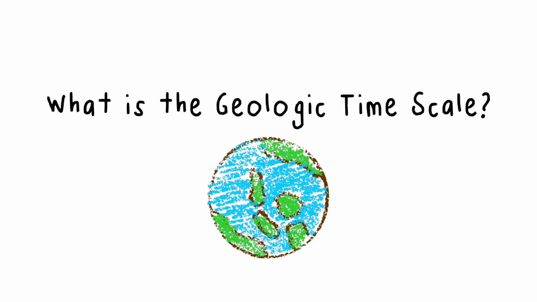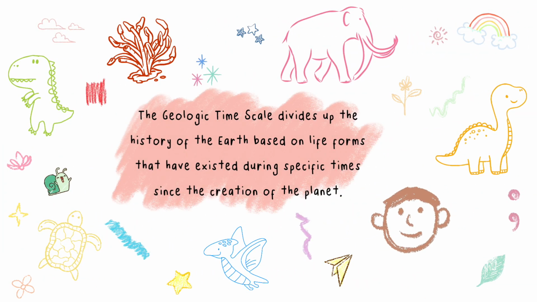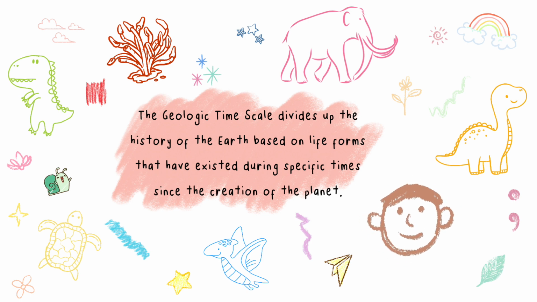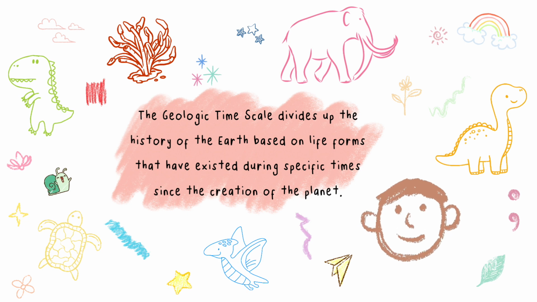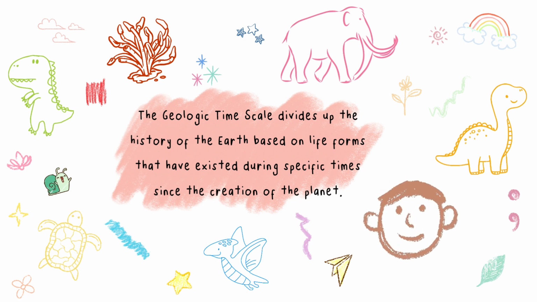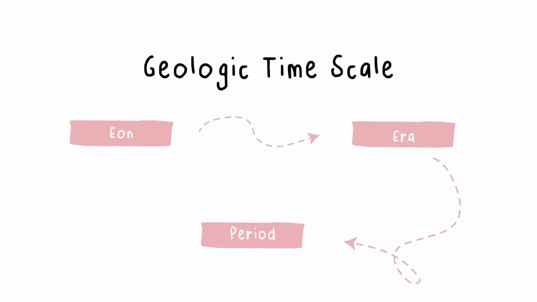What is the geologic timescale? The geologic timescale divides up the history of the Earth based on life forms that have existed during specific times since the creation of the planet. The timescale divides the Earth's history by life forms that existed in specific periods during the geological formation of the planet. These divisions are named eons, eras, and periods.